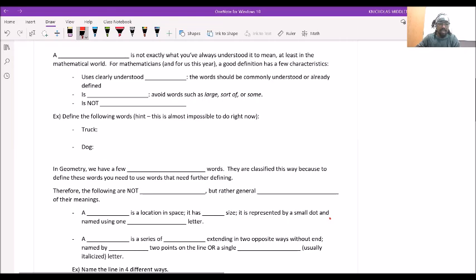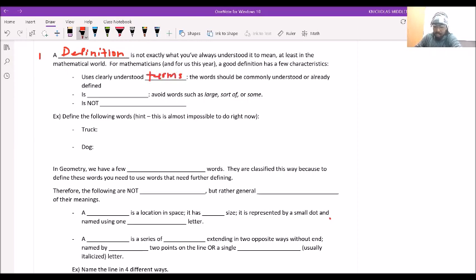All right, so before we start, we need to make sure that we understand a couple things. A definition is not what you understood it to mean in everyday life. It's a little bit different in math class. For mathematicians and for us this year, a good definition has a few characteristics. One of them is that it uses clearly understood terms.